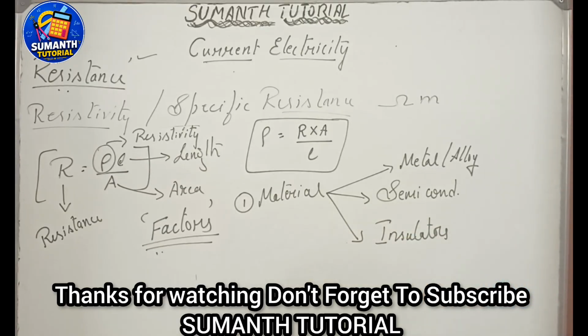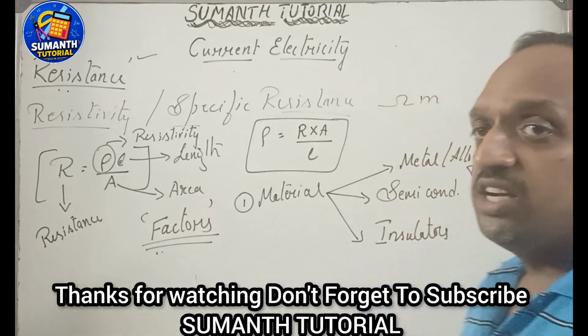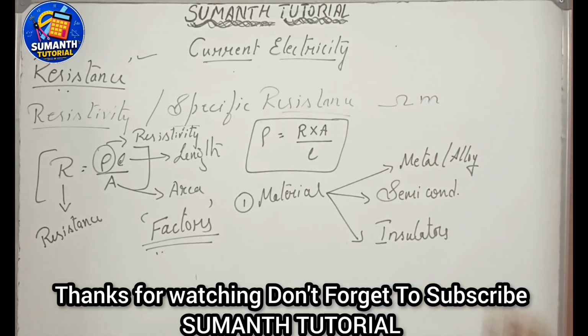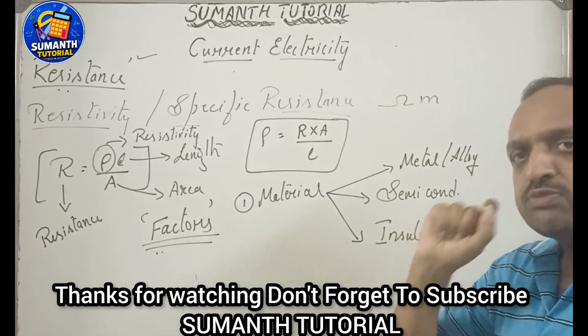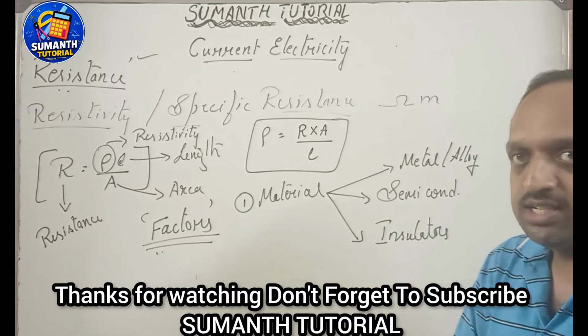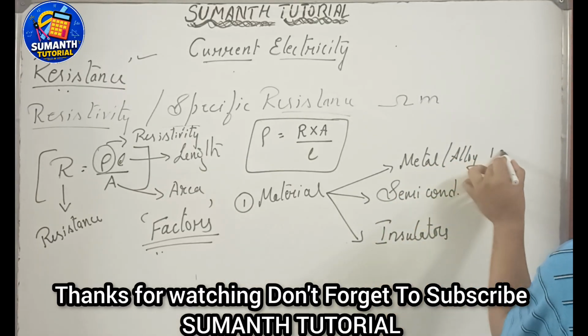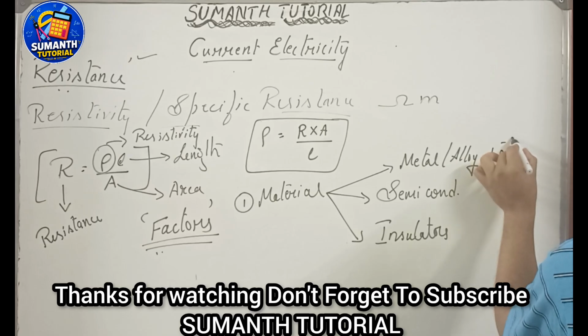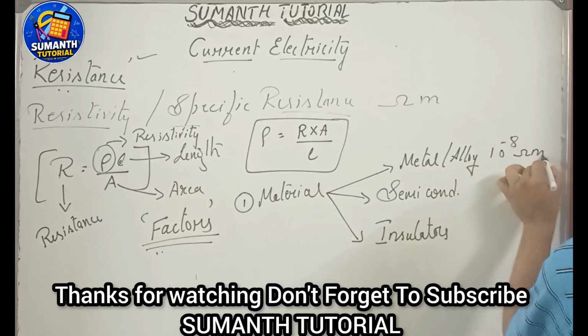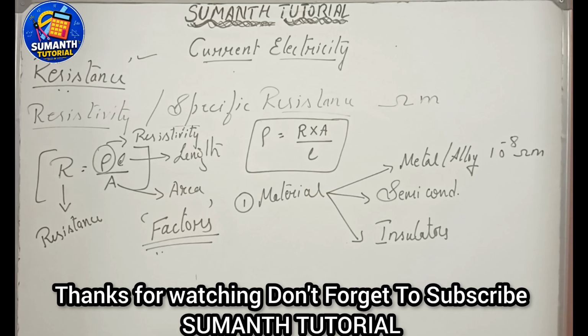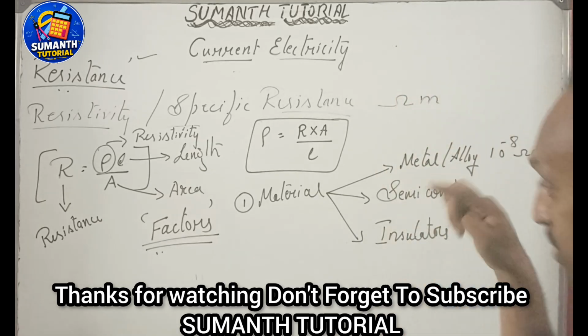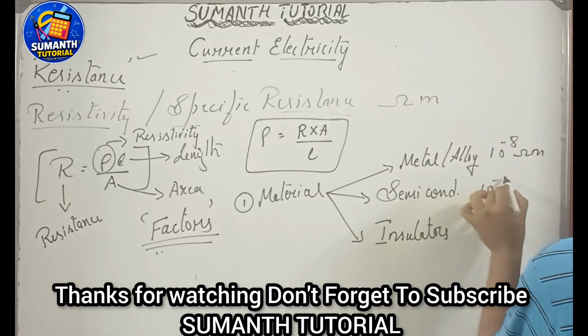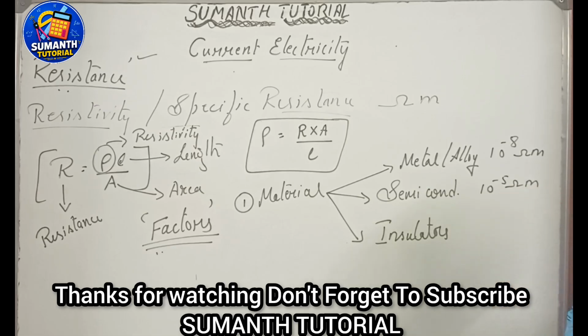Then there are 3 types in a material: metal or alloy, second one is semiconductor, third one is insulator. See here, for metal, this specific resistance is the least, 10 to the power minus 8 ohm meter. Too low. Then for semiconductor it is low, 10 to the power minus 5 ohm meter. But for insulator it is max, 10 to the power 13 ohm meter.